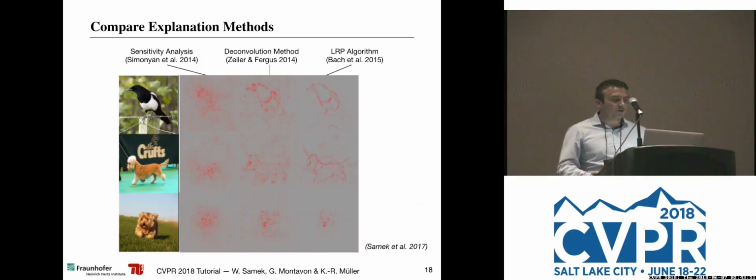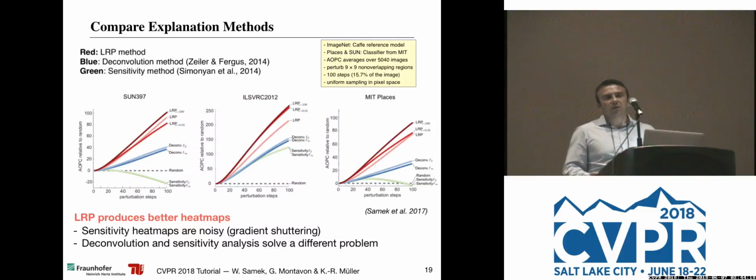We compared three approaches for that. We started this paper, I think, already in 2015. So at that time, these were the major approaches for explaining neural networks, and we computed heat maps using Simonyan's method, we computed heat maps using Zeiler and Fergus' method, and we computed heat maps using LRP, and then evaluated this using this area measure. What you see here is this area, so larger values are better. So you see that the area over this pixel flipping curve is in all cases, on all three data sets, largest for LRP compared to the deconvolution and also sensitivity analysis.